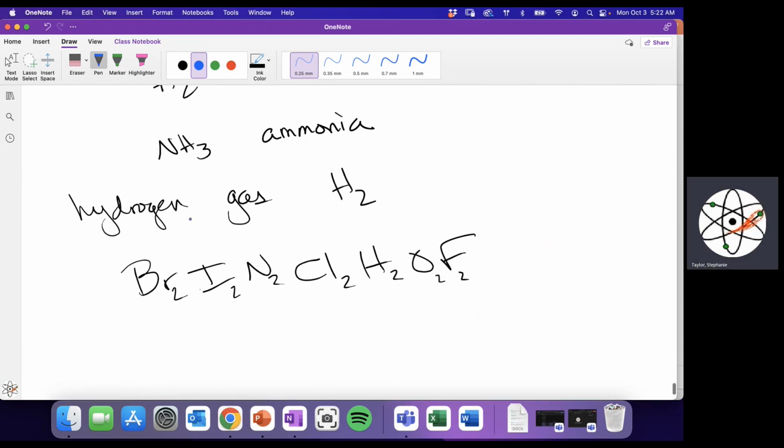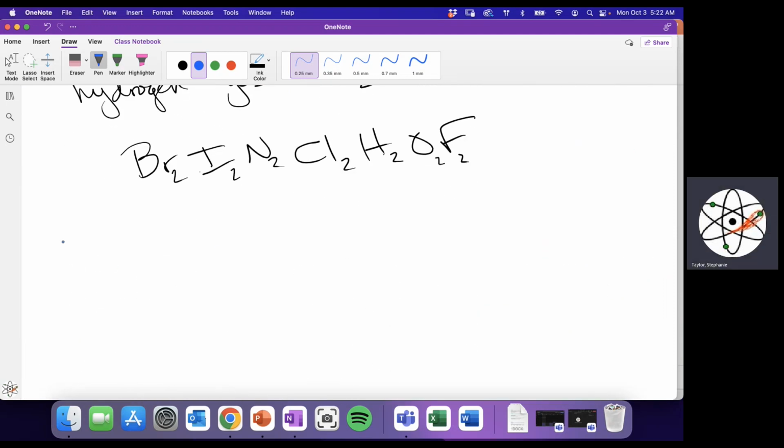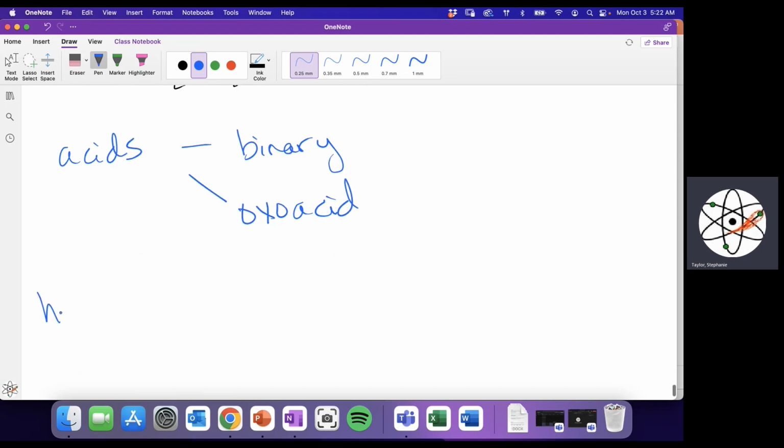So that's another thing. And then the other 2 things, there are acids, which I actually covered in the earlier video. So I'm not going to go back through the acids. I'm just going to remind you that there are binary acids and there are oxo acids. And I talked about how to name those in the video earlier. The last thing are hydrates. And this one is really not that bad. It just looks a little weird.